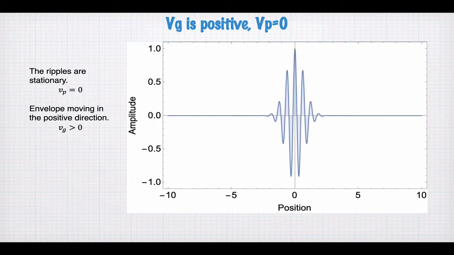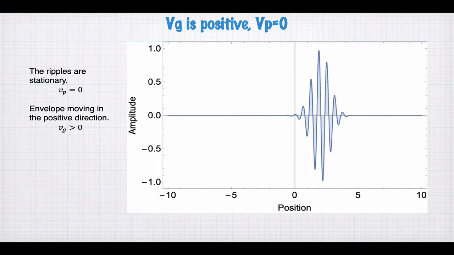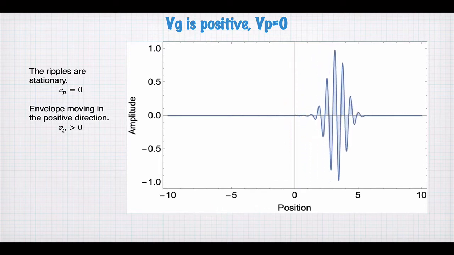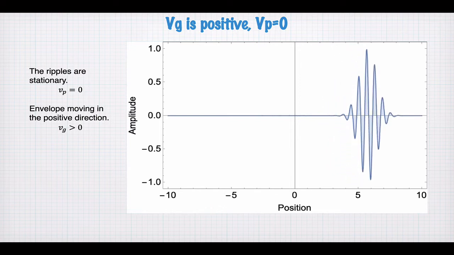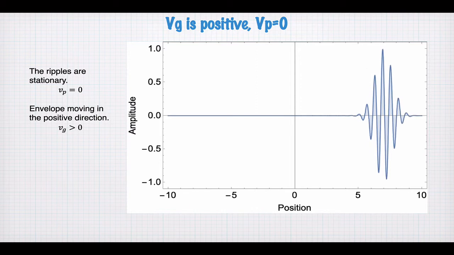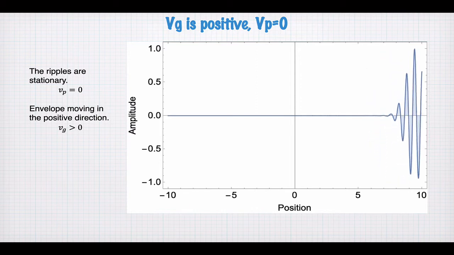In this next example, we have a group velocity that's positive, but a phase velocity that is zero. So you can see an envelope moving in the positive direction, but the ripples underneath are actually stationary. So the derivative d omega dk here is positive, but the ratio omega on k is 0.